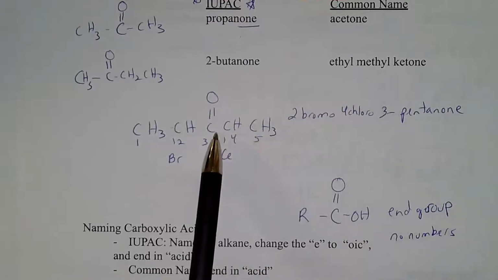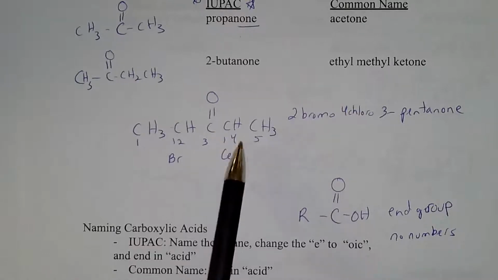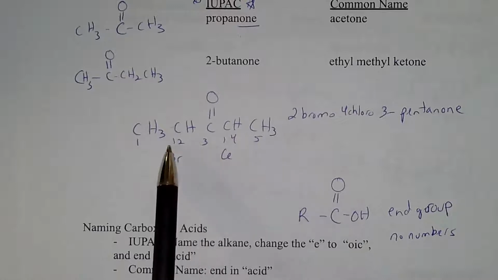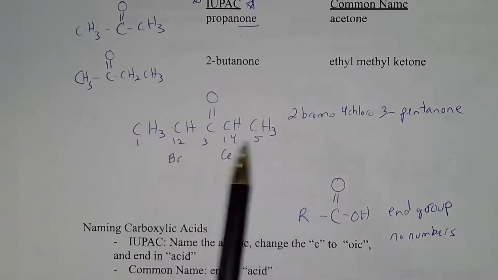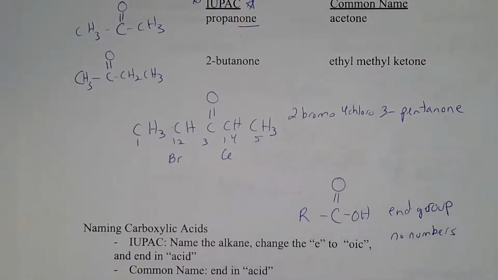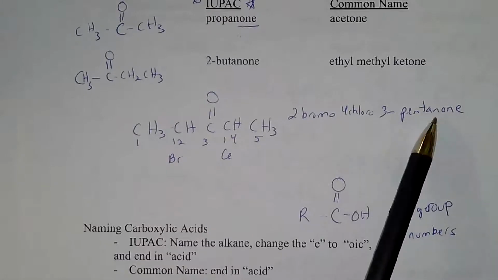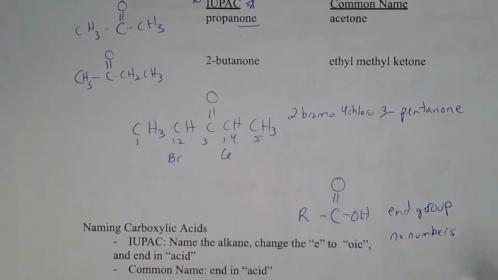Again, because I have the double bond in the middle, I'm going to go with my substitutions like I did in the other example. My bromo is going to come first, so I would start on the left-hand side for this example because the bromo comes before the chloro. But here again, I would need the number, so 3-pentanone, to say that I have it off of the middle carbon.